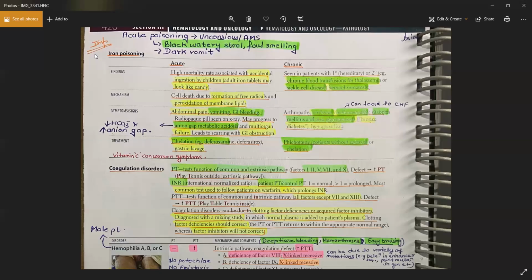Or gastric lavage could be done. If the iron is still not absorbed, then gastric lavage is a very good solution for that. So yeah, that will be about the acute poisoning. Any doubt on that?